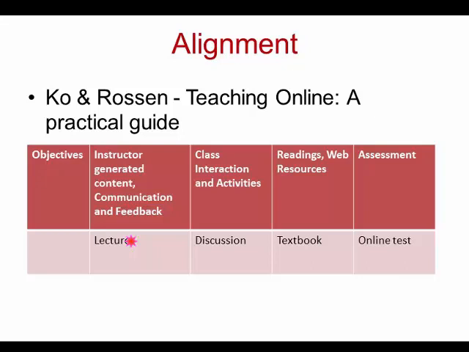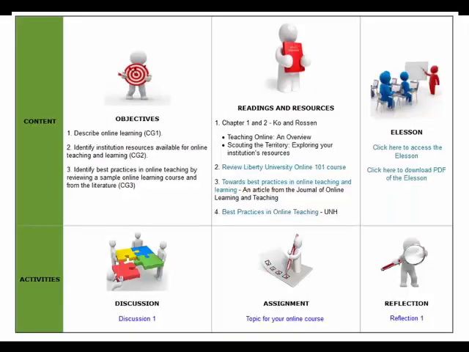So providing that directly aligned with objectives, and then class interactions and activities. Here the recommendation is discussion, and then supplementing with readings and web resources, like textbooks or any other web readings, and then assignment. Their recommendation was an online test. So these are examples. It doesn't mean you have to do just this. These are just examples to show how you could align to meet that particular instructional objective. So I'm giving you two tables from two authors, again stressing the importance of instructional alignment.